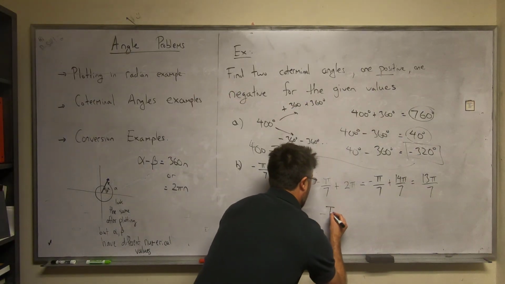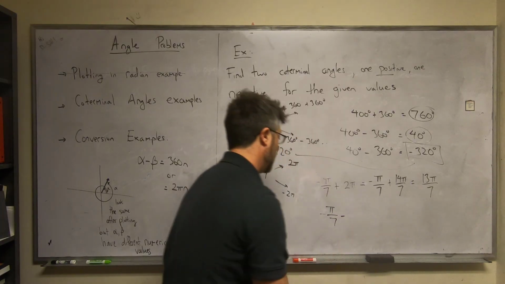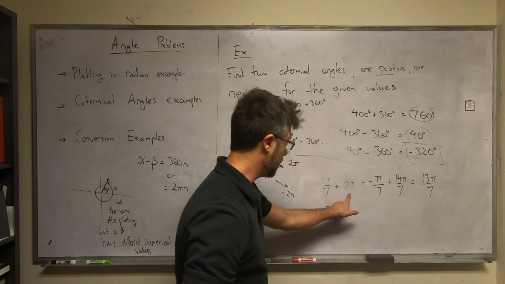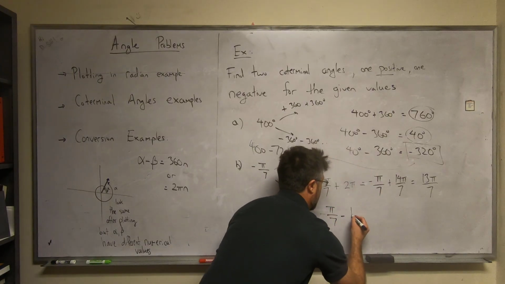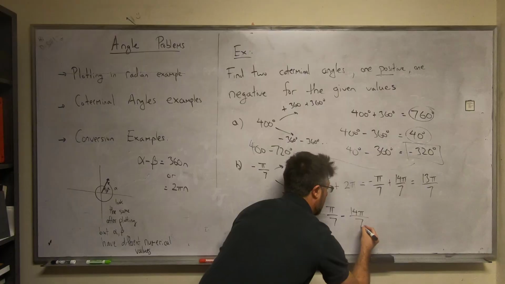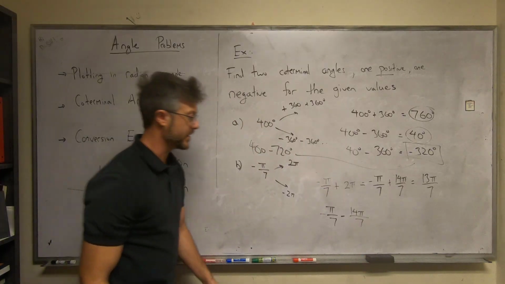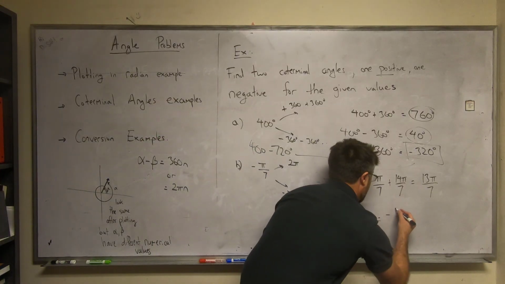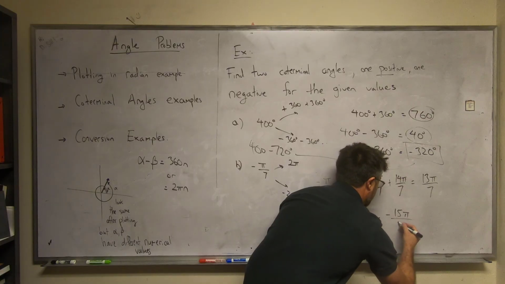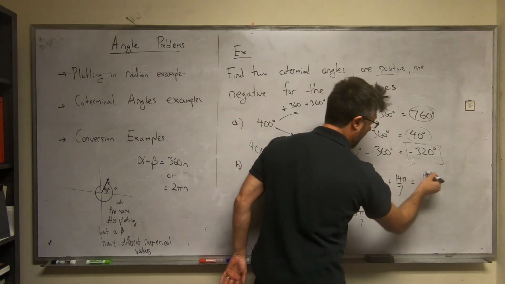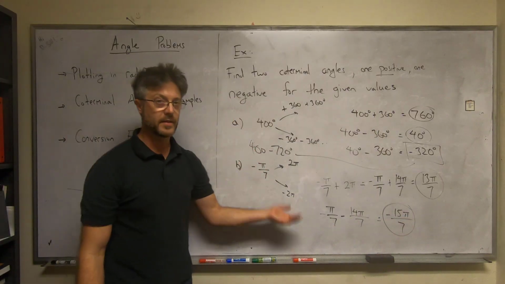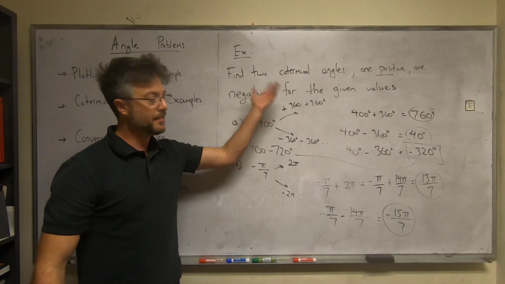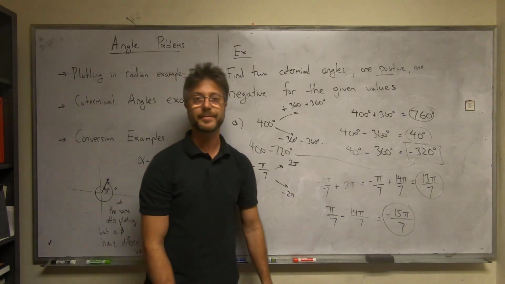And then for the reverse direction, we would crank backwards by 2 pi, but we've already done that work. 2 pi with the common denominator works out to be 14 pi over 7. So then negative 15 pi over 7 is a coterminal angle to negative pi over 7, and there's one that's positive and one that's negative, and that's how you answer these problems.